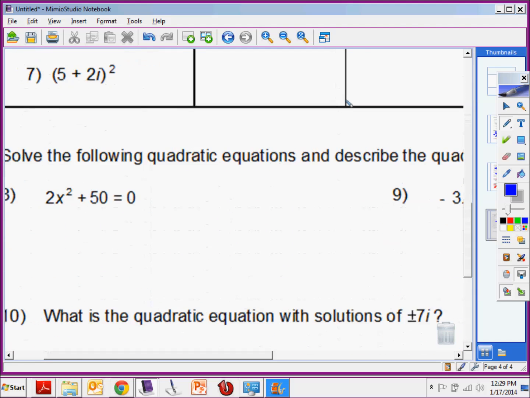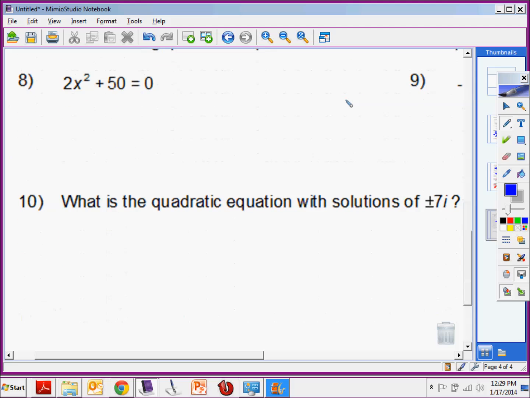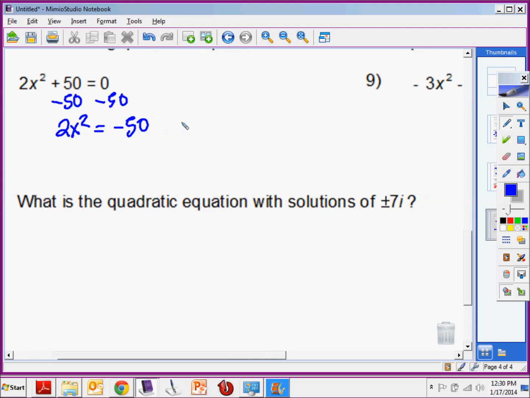Alright, these are your hints for 8, 9, and 10. On 8, what you're doing is solving for x. So if I have 2x squared minus something equals negative 50, you divide by 2. I have to divide by 2 and then do what? So you can finish it.